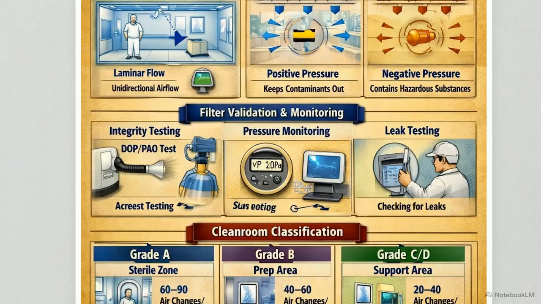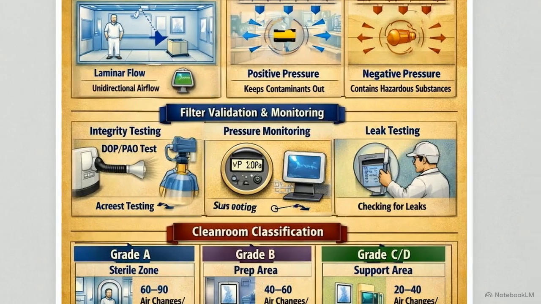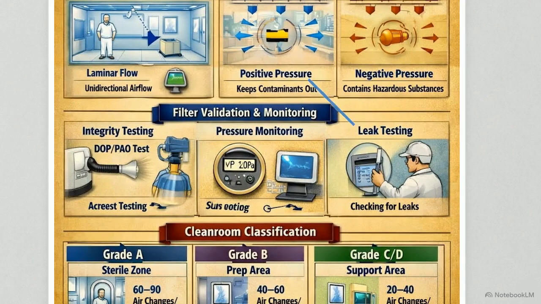This panel shows how performance is verified on-site through integrity testing. Technicians introduce a known concentration of PAO aerosol upstream to physically challenge the filter. This is paired with leak testing protocols. A probe scans the edges of the filter housing to ensure zero bypass of unfiltered air around the seals.